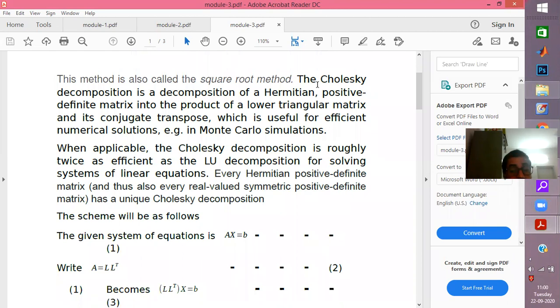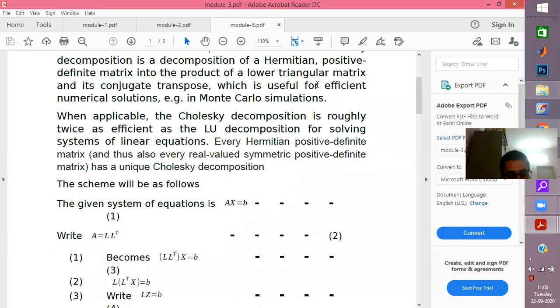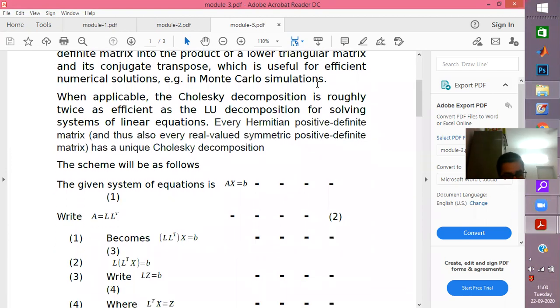Every Hermitian positive definite matrix, and thus every real valued symmetric positive definite matrix, has a unique Cholesky factorization. So the uniqueness makes it extremely useful, whereas we had no such thing in the case of the LU decomposition.